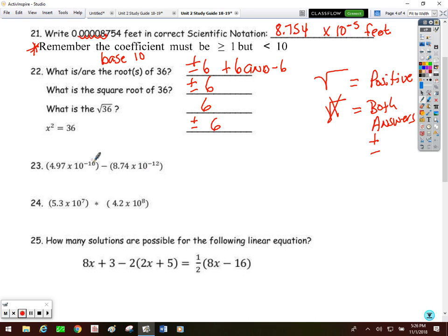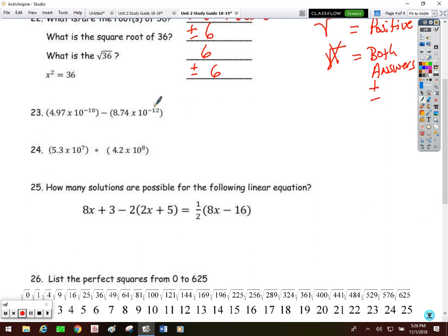Okay? Alright, this next one, again, you guys are going to have a calculator. You're not going to have to do this by hand. But remember, we did talk a little bit about doing this by hand, by making these exponents equal to each other before I can do some subtracting. Well, if I look, negative 10 is bigger than negative 12, so I need to adjust this exponent to make it equal to that one. So I need to move it 2 places because this negative 10 is two places bigger than the negative 12.